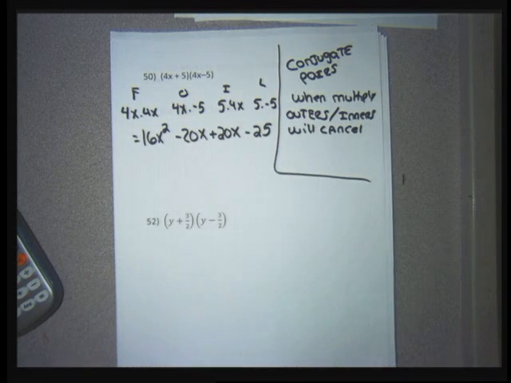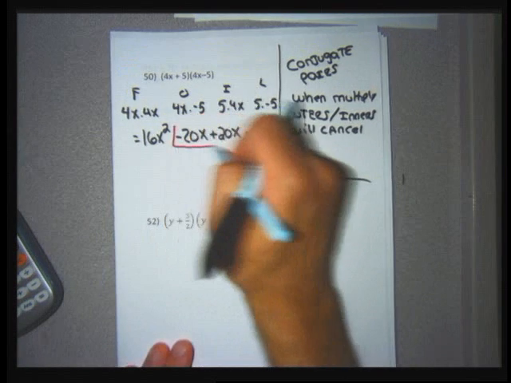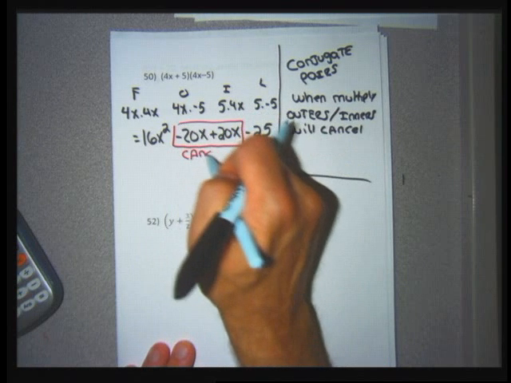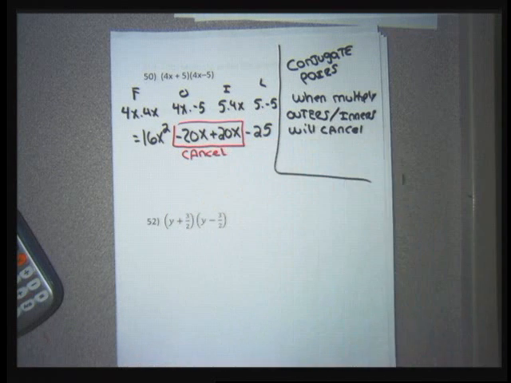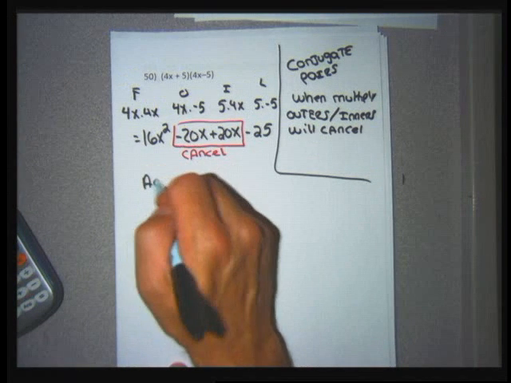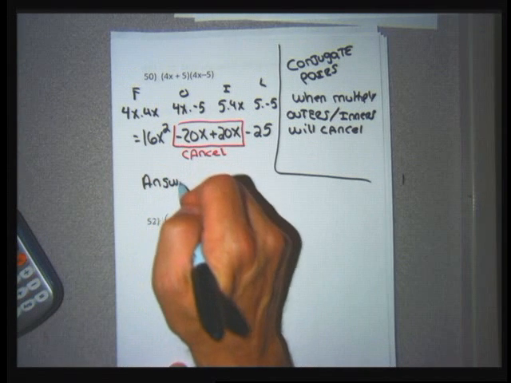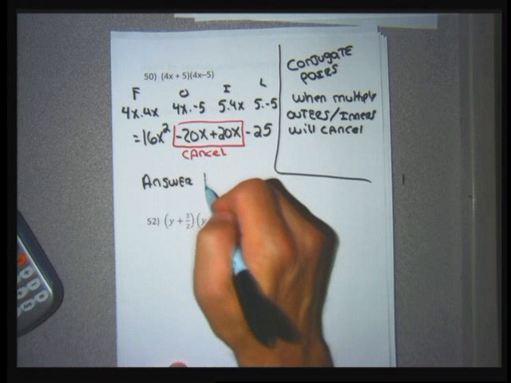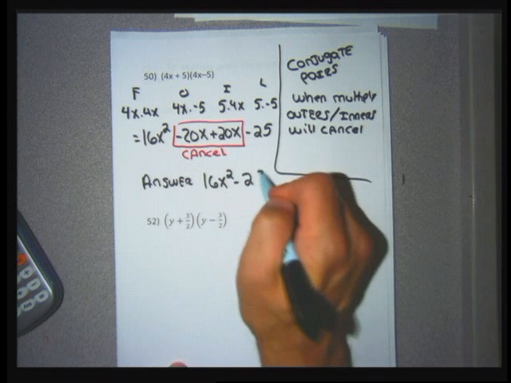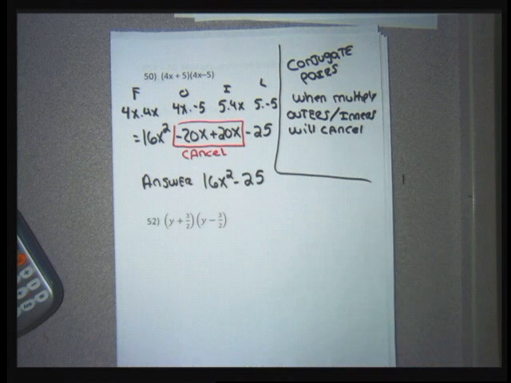And like I predicted, when I go to simplify this after I FOIL, the outers and the inners are going to cancel because they're opposites. They're the same term with opposite signs. So I don't write that in my answer. For my answer, I'm just going to have the firsts and the lasts. And that's always the case when you're multiplying conjugate pairs: your answer is only going to contain the firsts and the lasts. It won't contain any more than that.